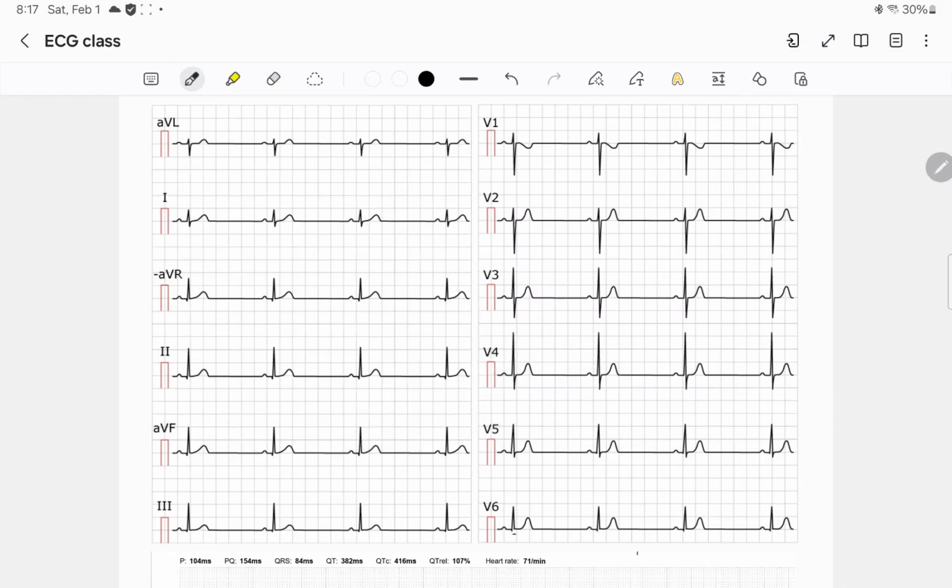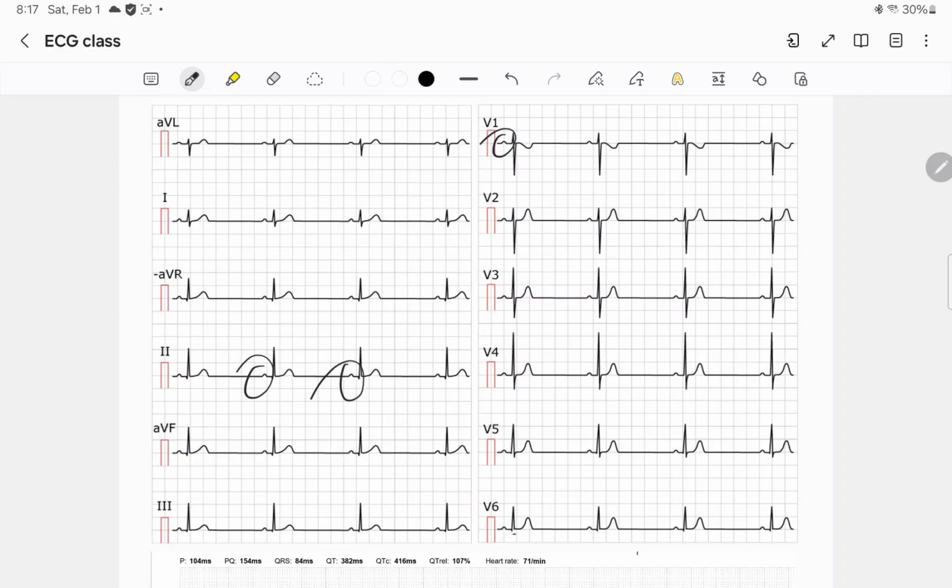Okay, so rate, rhythm, axis. Lead 1 is upright, so that's a thumbs up, and AVF is upright, so that's a thumbs up. So it's normal axis. And then now the waves, intervals, segments. The P waves look good in leads V1 and lead 2. The PR segment is not depressed in any of the leads. The PR interval is okay.